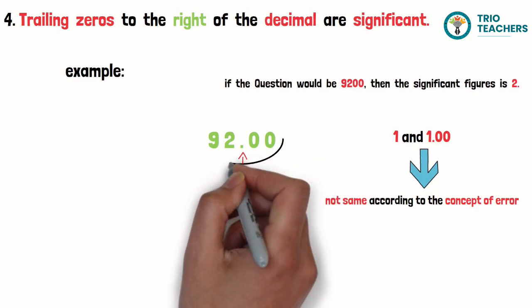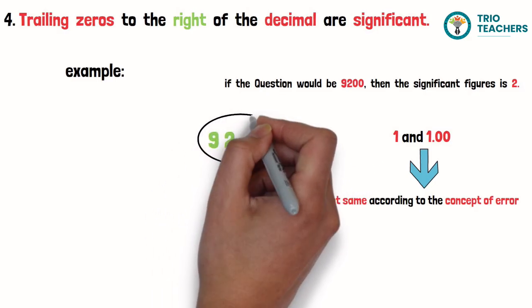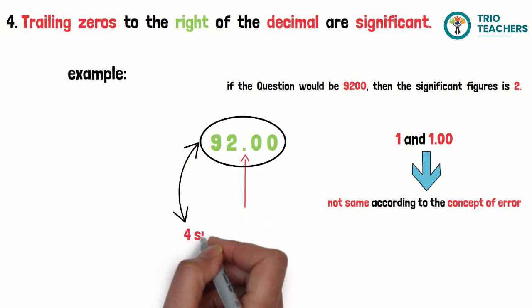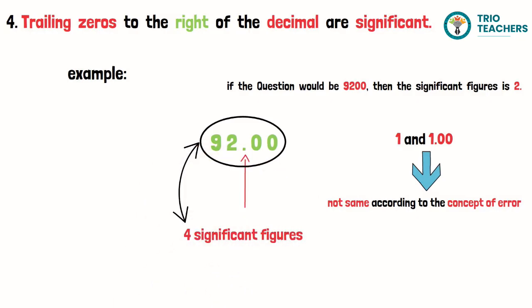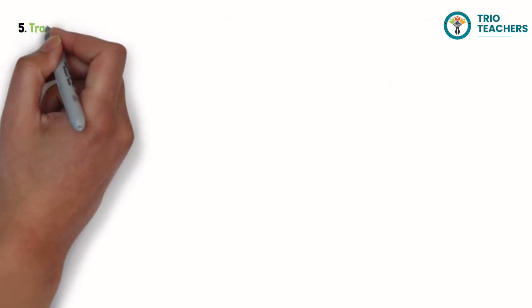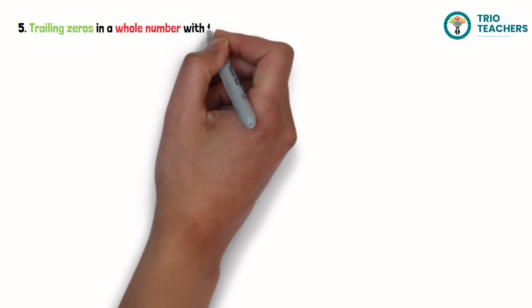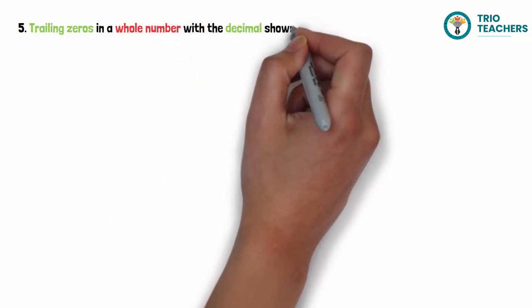So in the same case, according to this concept, 92.00 actually has four significant figures. If you have trailing zeros and a point is there, then you will have to count those two extra zeros as well, right? So in this case we have four significant figures. Let's talk about rule number 5. So, dear learner, rule number 5 is trailing zeros in a whole number with the decimal shown are significant, right?